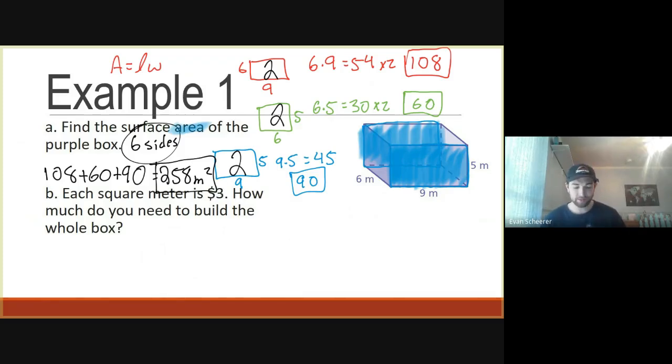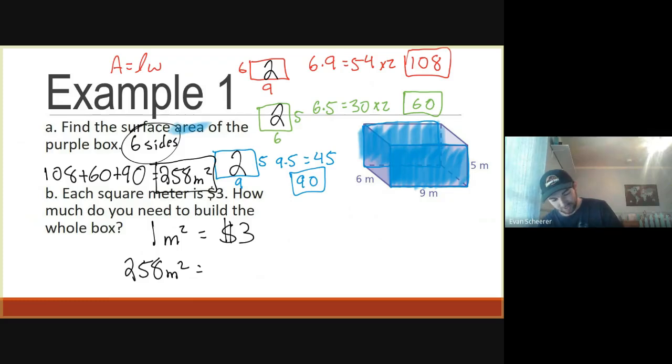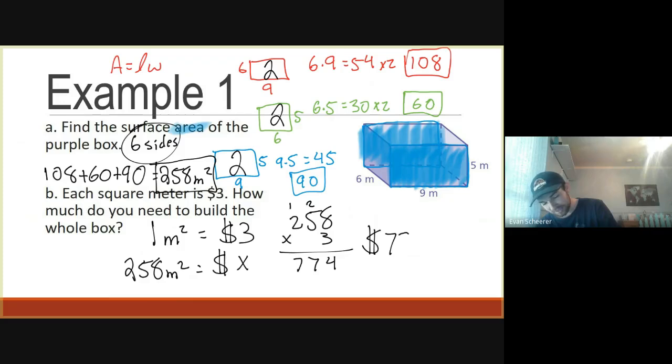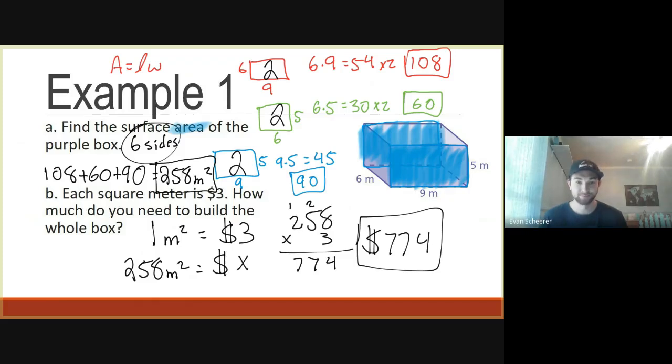So next, each square meter is $3. That means 1 meter squared equals $3. But we have 258 meters squared. So that is how much money? We need to do 258 times 3. So 8 times 3 is 24, carry the 2. 5 times 3 is 15, plus 2 is 17, carry the 1. 3 times 2 is 6, plus 1 is 7. That's going to cost us $774 just to cover the surface area of the whole entire box.